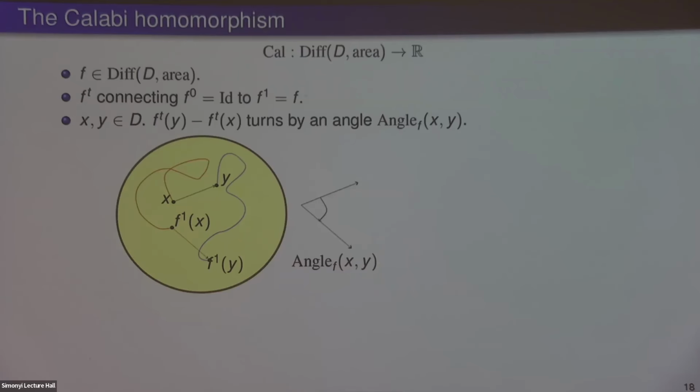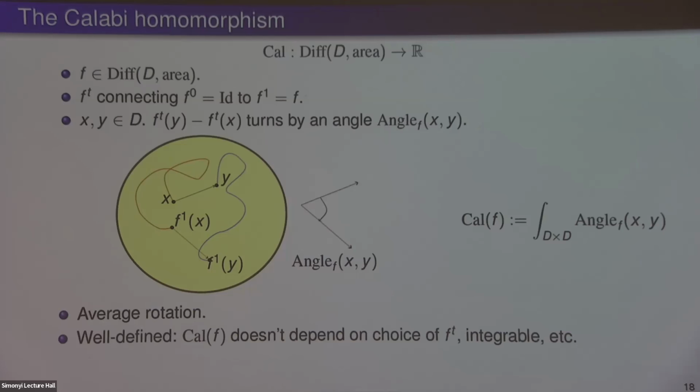Okay? And the Calabi invariant is defined to be the average of this angle function over all pairs x and y. Maybe it's not obvious why it's well defined. Maybe it's not obvious why it defines a homomorphism, but I won't prove any of that. I'll just put it on the slide. So we should think of the Calabi invariant as an average rotation number. It can be checked that this definition is well defined. It doesn't depend on the choice of the isotopy, that angle function is integrable, there are no problems along the diagonal and so on. And moreover, it defines for us a group homomorphism. So in particular, it implies area-preserving diffeos of the disk is not a simple group because we could take the kernel. Even as a topological group.